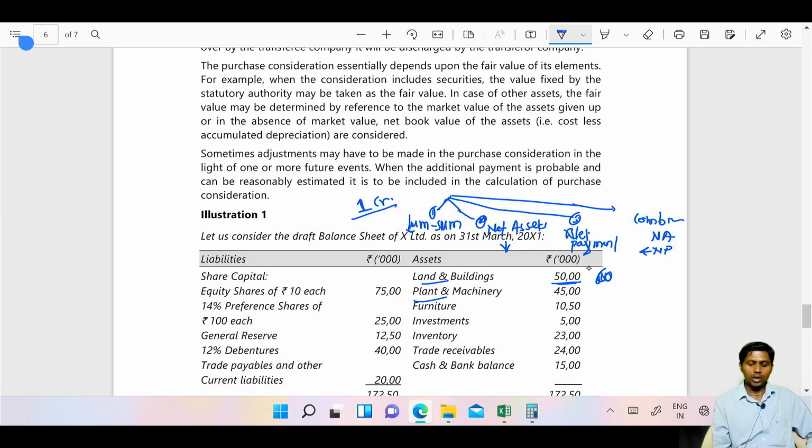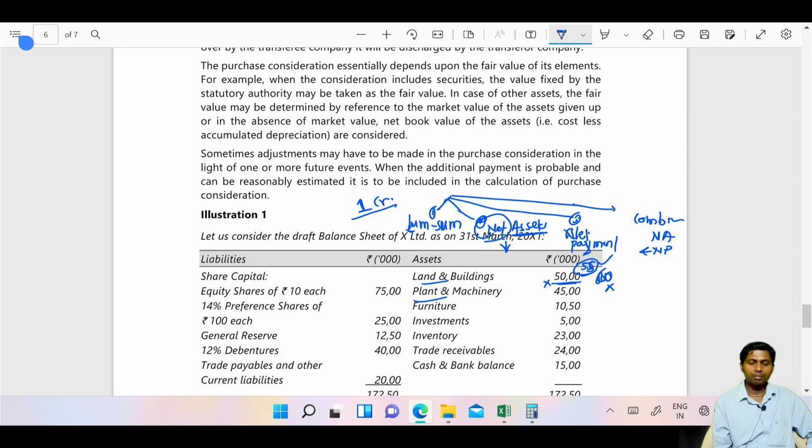Let's say you and that company finalize 55 lakhs as the value of land and building. Then in the consideration we consider 55 lakhs. That means we consider not the market price, not the book value, but the agreed value of the assets. But here they have not just written asset, they have written net asset.